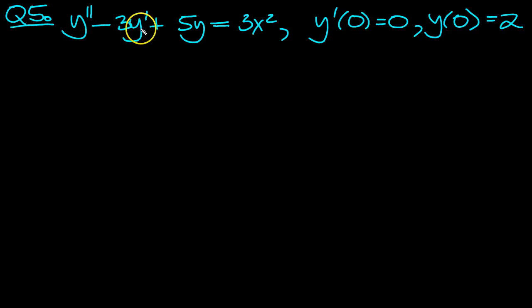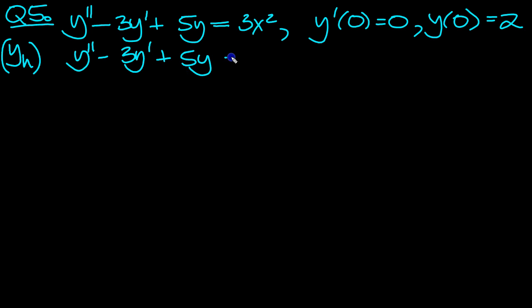y double dashed minus 3y dashed plus 5y equals 3x squared. And we've got these initial conditions. Let's have a go at this problem. Let's solve for the associated homogeneous equation: y double dashed minus 3y dashed plus 5y equals 0.